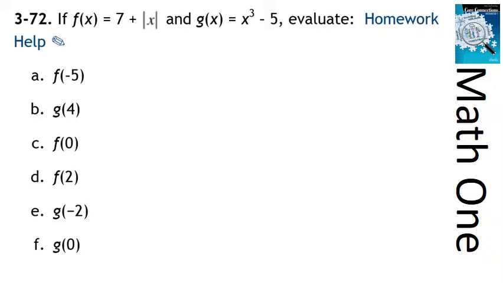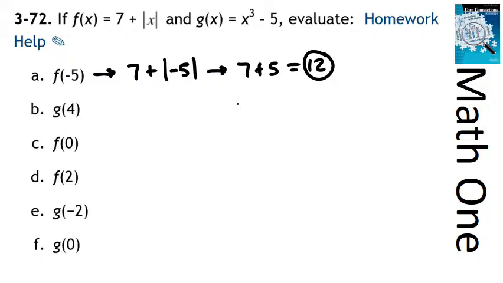The first one says evaluate f at -5, f of -5. So basically, I'm going to take a 7 plus, and then inside where x is, I'm going to place a -5. Well, the absolute value of -5 is 5, so this becomes 7 plus 5, which is the number 12. So f at -5, if the input's -5, the output is 12 for the function f of x.